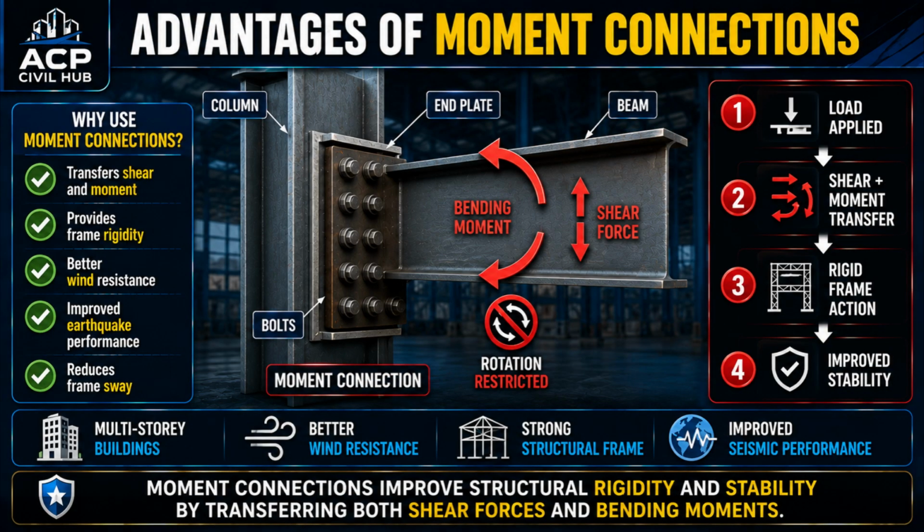Moment connections provide greater structural rigidity and stability, since they transfer both shear forces and bending moments. They create strong frame action between structural members. These connections help buildings resist lateral forces caused by wind and earthquakes. Moment connections are especially useful in multi-story buildings, commercial structures, and seismic zones. Although they require more fabrication and detailing effort, they provide improved overall structural performance. When higher strength and stability are required, moment connections become the preferred solution.